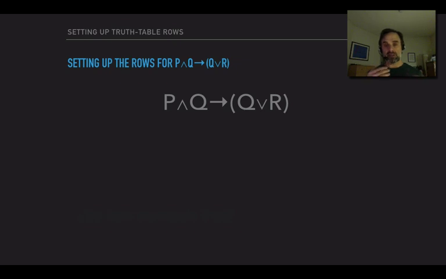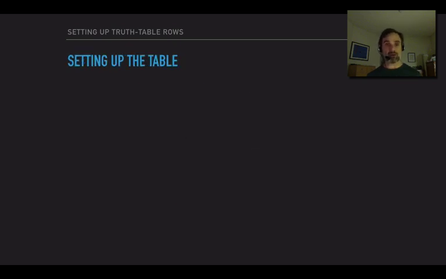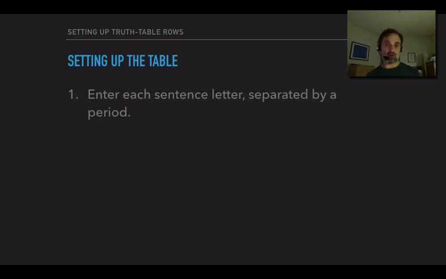So we're going to use as an example this sentence, if P and Q, then Q or R. Now the first thing we need to observe about this sentence is that it has three letters in it, the letters P, Q, and R. The letter Q occurs twice, but the letters that occur in it are P, Q, and R. So there are three letters in it. So that's the first thing that we need to do, is identify which sentence letters occur in the sentence that we're doing the table for.